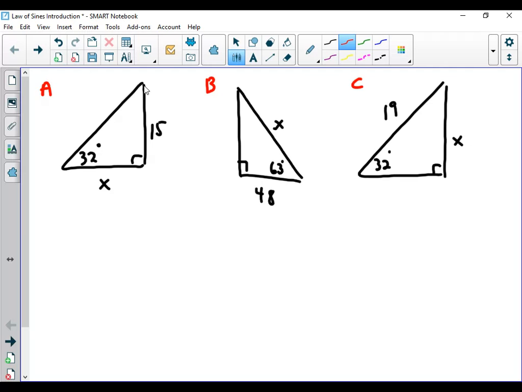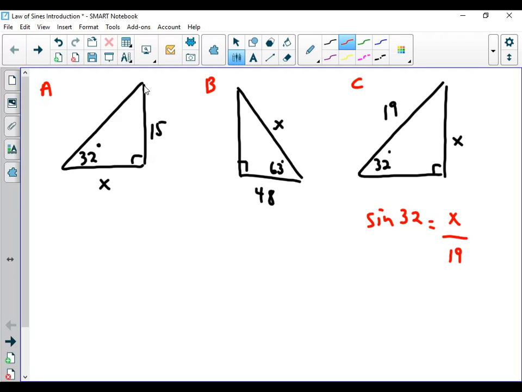Yep, C would be one where we had to use sine. The setup for this one should have been the sine of 32 degrees would equal the opposite side of x over the hypotenuse of 19. So that would be one where we had to use sine.